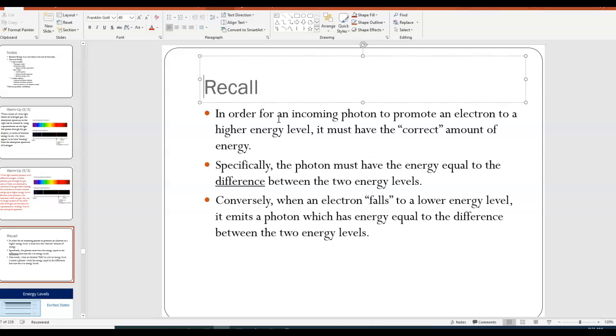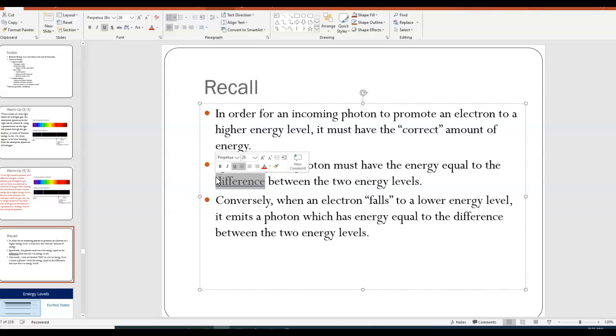Now, if you go back and look at Bohr's postulates, you'll see that basically what correct amount of energy means is that the photon has to have an energy equal to the difference between the two energy levels. And when I say difference here, I mean the mathematical difference. And so now we're going to see energy levels that actually have numbers attached to them.